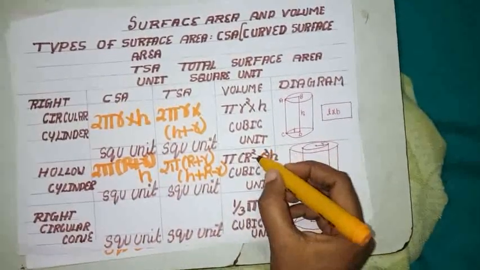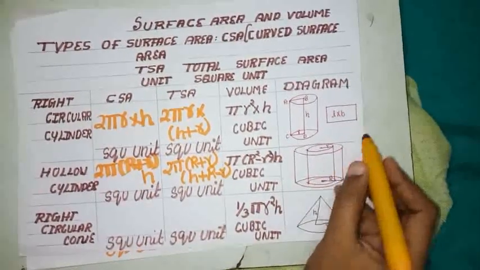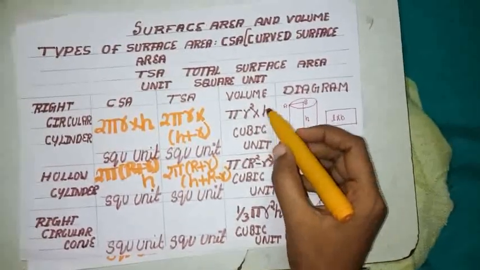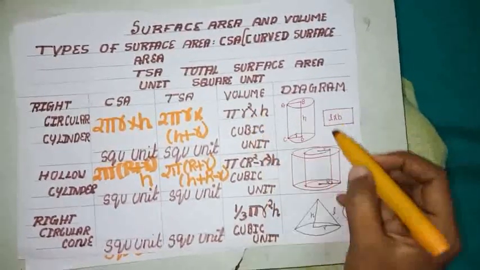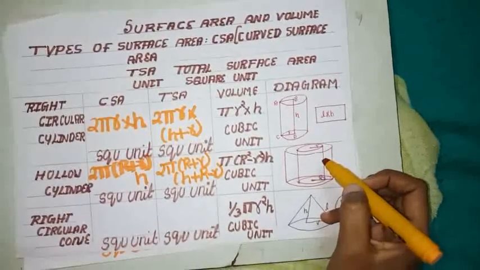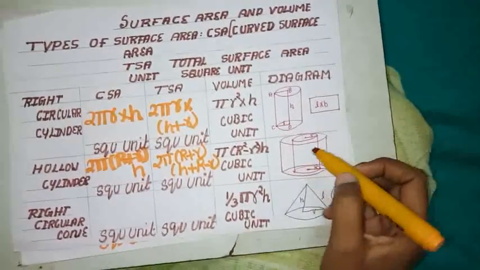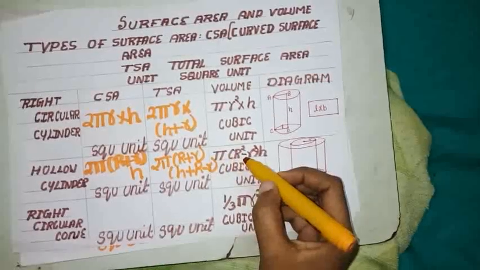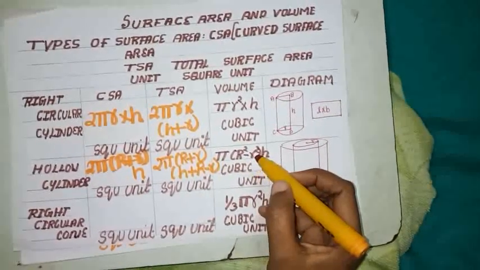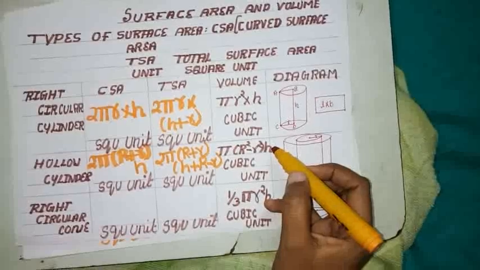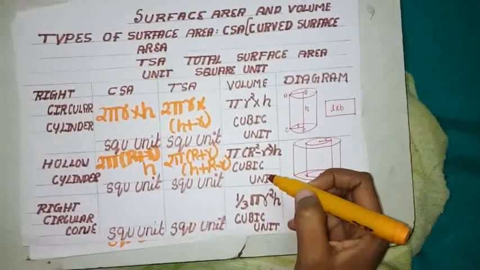The volume of the hollow cylinder: here it is pi r square h, so only one radius is there. But here 2 radii are there, the radius is repeated. In that case it is pi into capital R square minus small r square, into h. The unit is cubic unit.